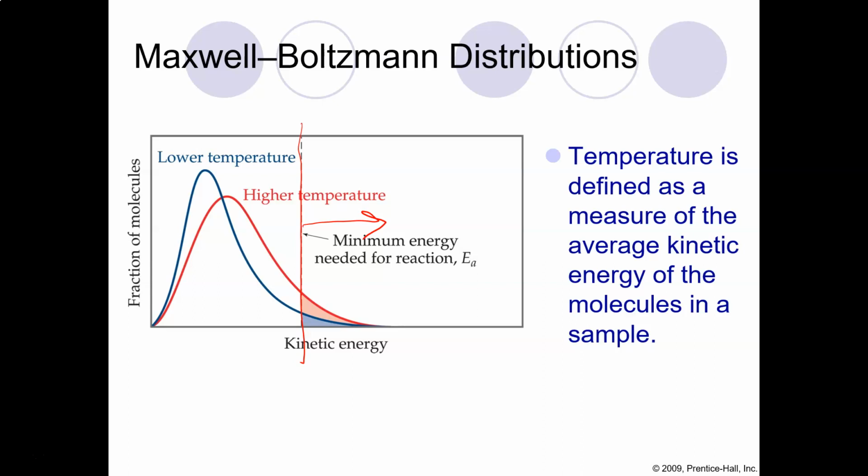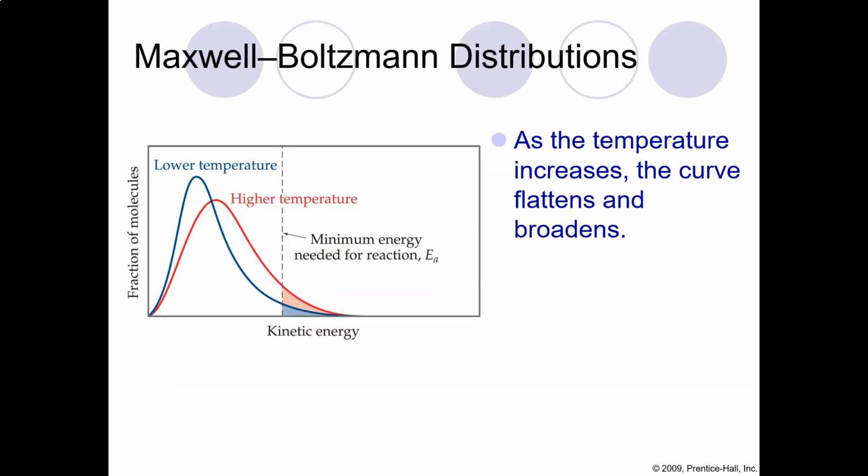You can see with the red curve, there's more of those. For those of you that are familiar with calculus, if you calculate the area under the curve, there's a bigger area between here and the red line than between here and the blue line. So more molecules will get over the hill at a higher temperature. To be fair, at a certain temperature, not all molecules have the same energy, but in general, the higher the temperature, the more energy the molecules have.